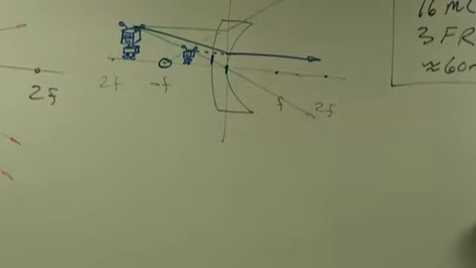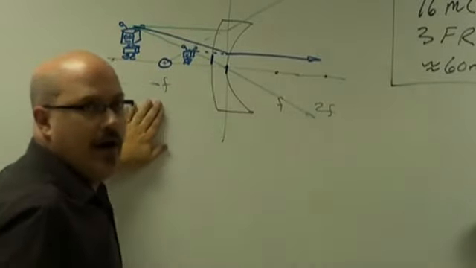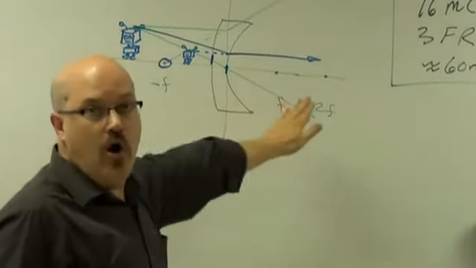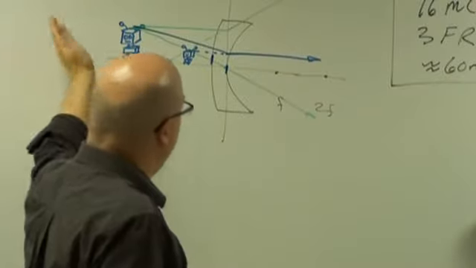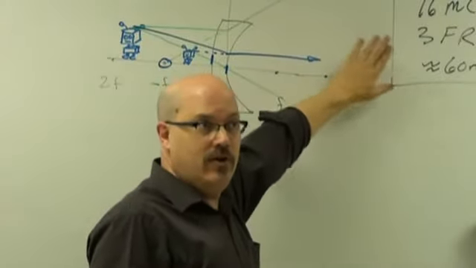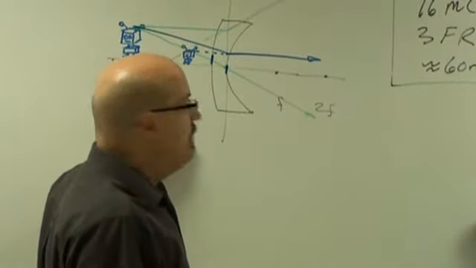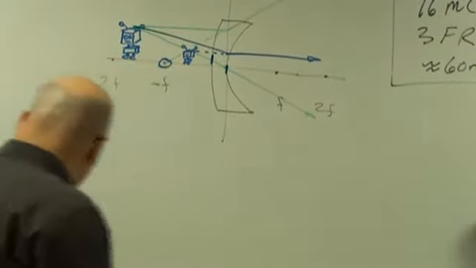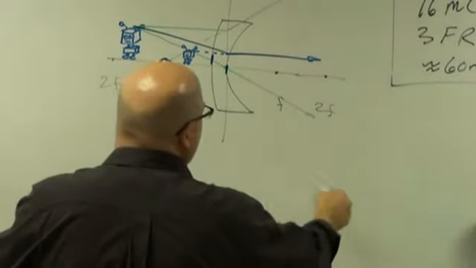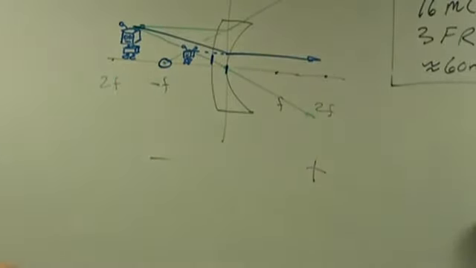Alright, let's do the more exciting one. Okay, any questions on that one? Virtual, smaller, upright, and it's on the wrong side of the lens, because light passes through a lens, right? So the images should form over here, but it forms on the wrong side of the lens, on the negative side. Okay, so negative side over here for images. Okay, so let's do the other ones. You ready? Here, I'll draw them bigger.